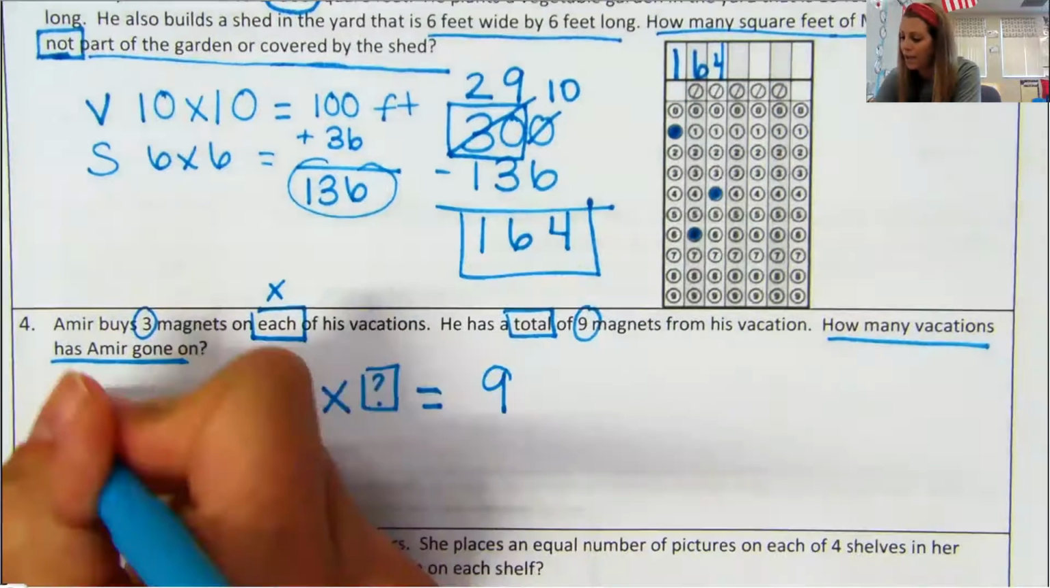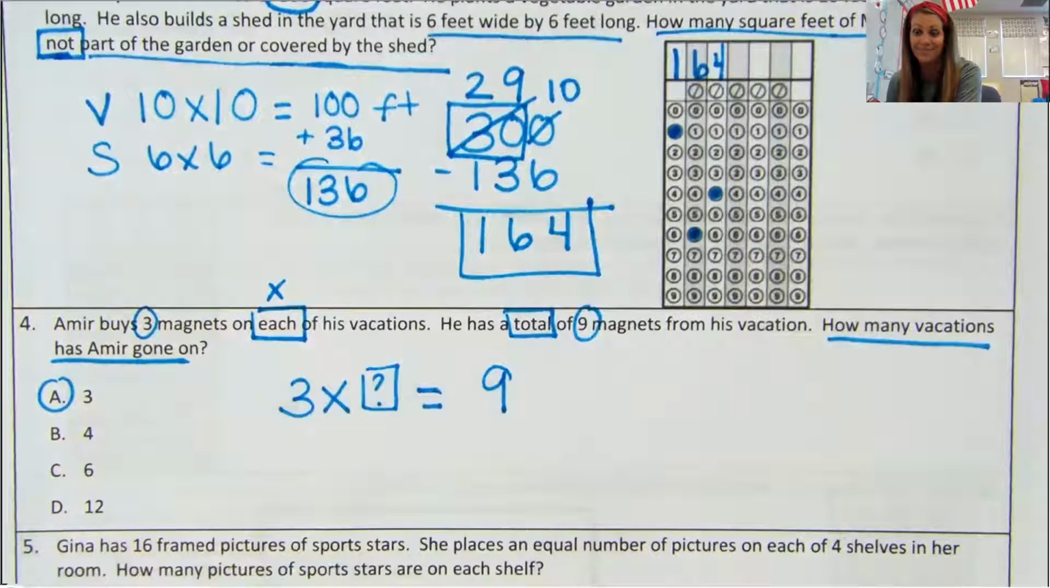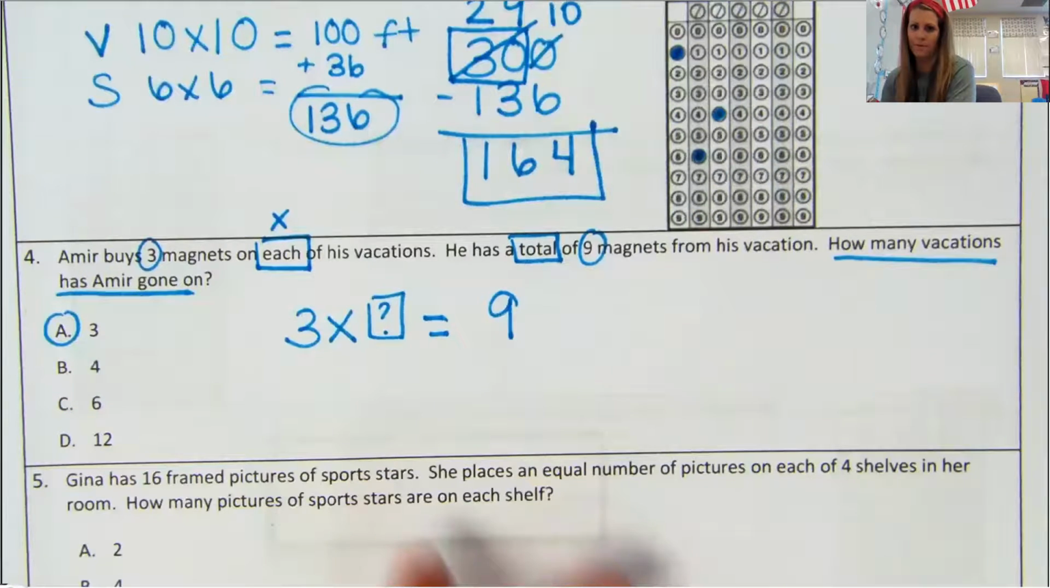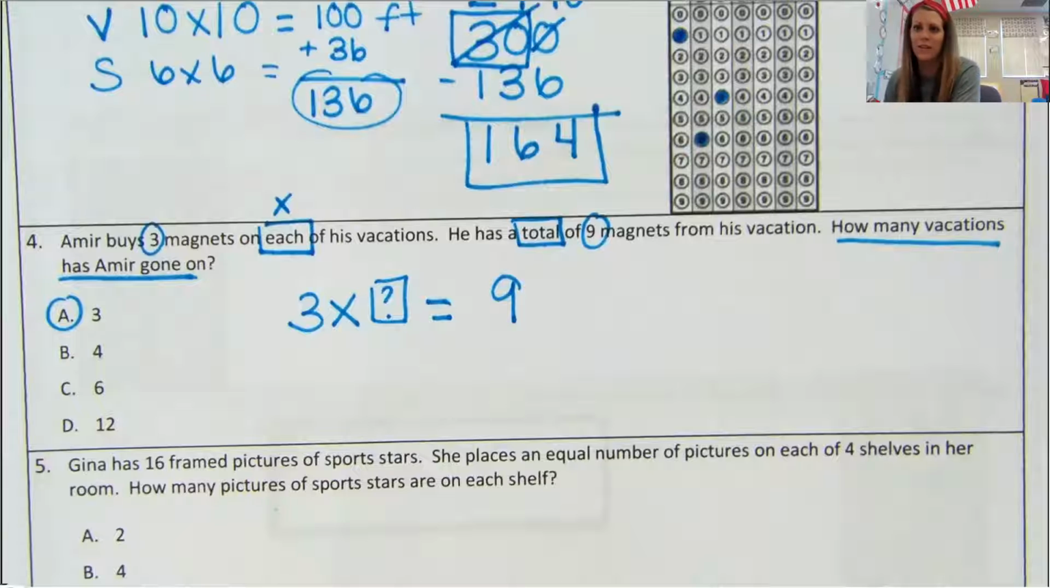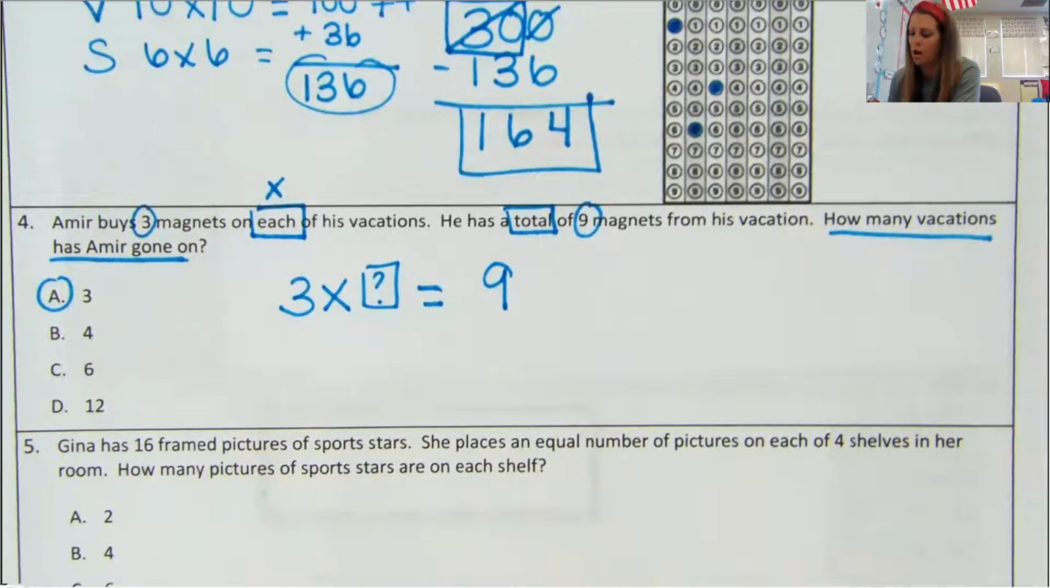You should have gotten A. If you got it right, give me a yeah. Hi-ya. All right, number 5. We are halfway done, guys. You are doing a great job.